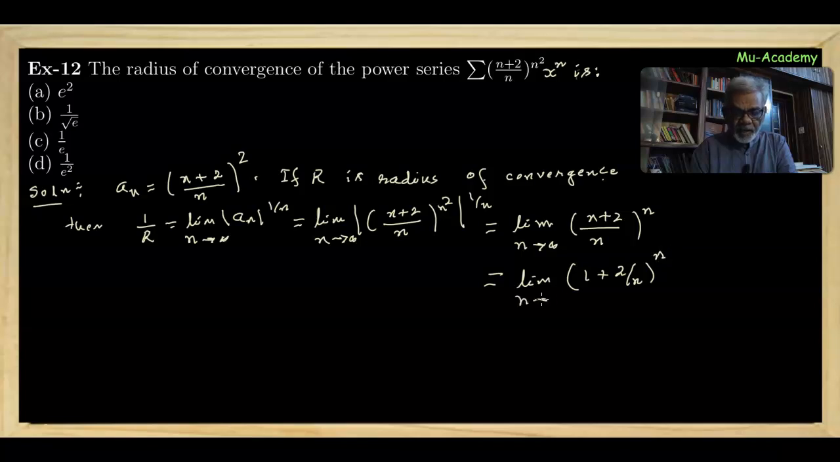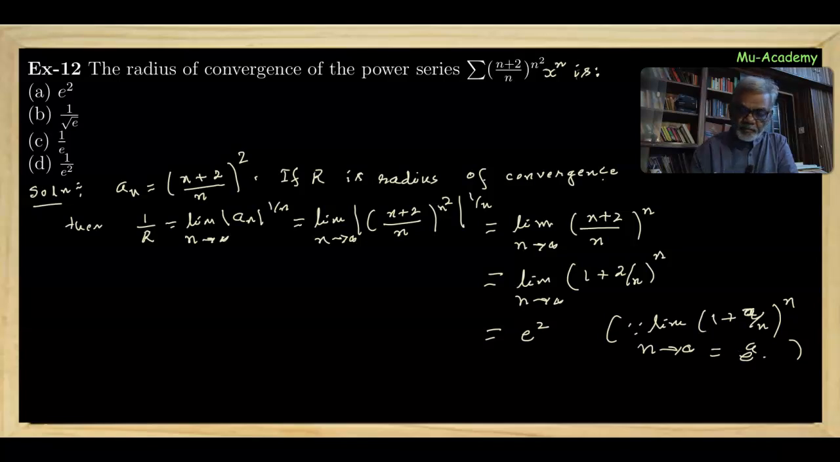raised to n as n tends to infinity equal to e square, because limit of (1 plus a by n) raised to n as n tends to infinity equal to e raised to a.